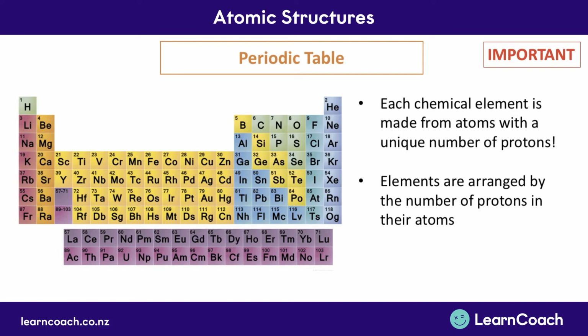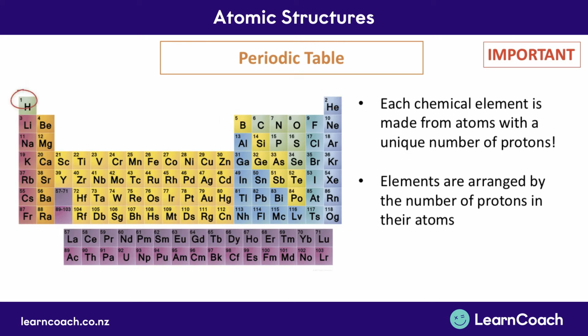As you can see on the periodic table, elements are arranged by the number of protons in their atoms. When it comes to looking at this periodic table, you can see that in the top left-hand corner, there is a small number above each of the chemical element symbols, and this number tells us the number of protons in the atoms of this chemical element.